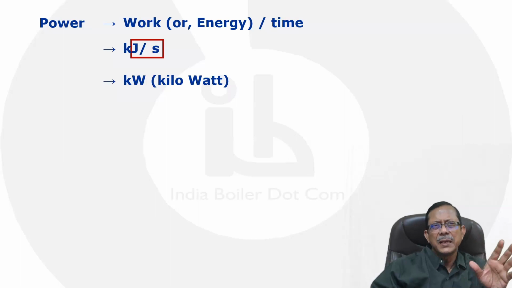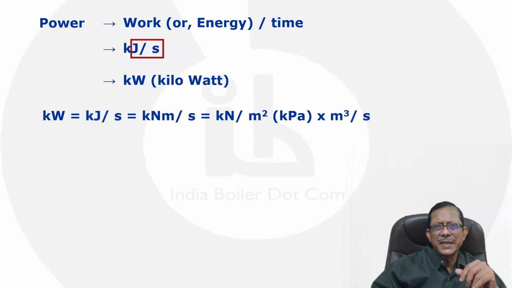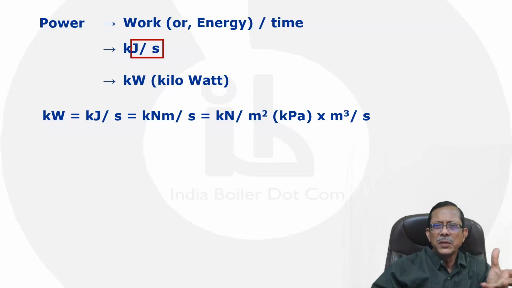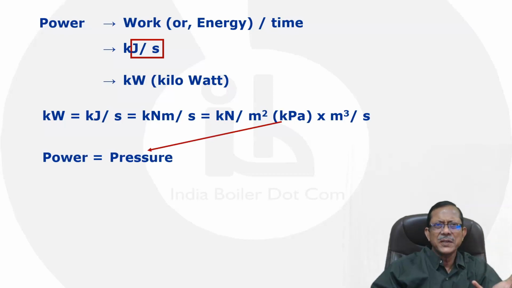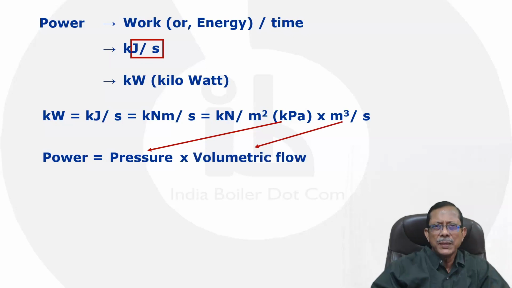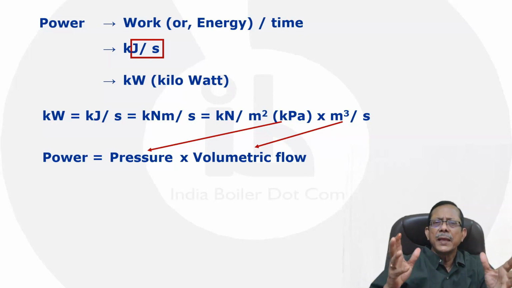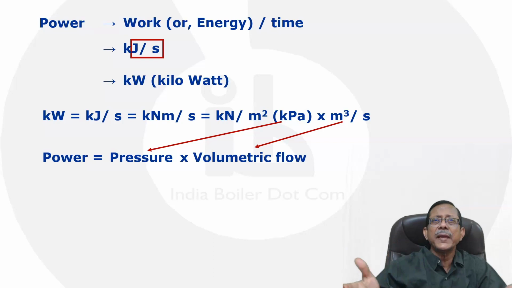Again, I am breaking this kilojoule per second. Kilojoule per second is kilonewton meter per second, right? Now kilonewton meter per second can be calculated as kilonewton per meter square into meter cube per second. Now this kilonewton per meter square is kilopascal, so that is basically the pressure, and meter cube per second is the volumetric flow. So when you multiply pressure with volumetric flow, you get power. I have shown you earlier, work can be calculated as multiplication of pressure into volume. When I multiply pressure into volumetric flow, I get power.